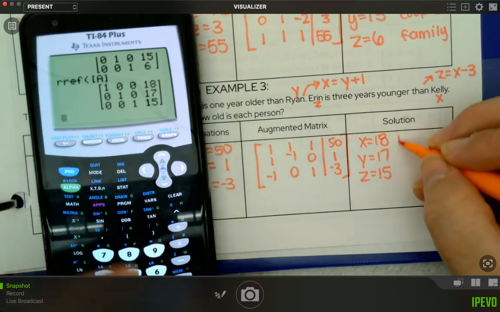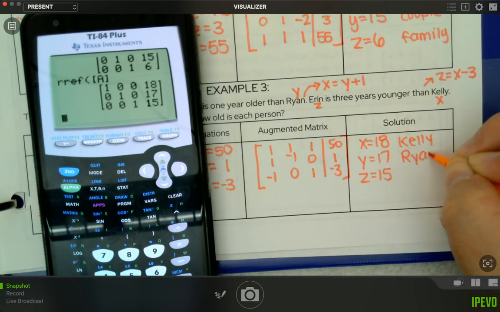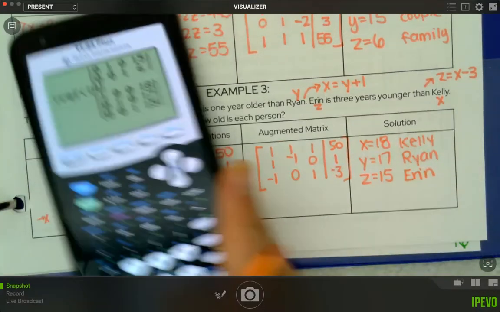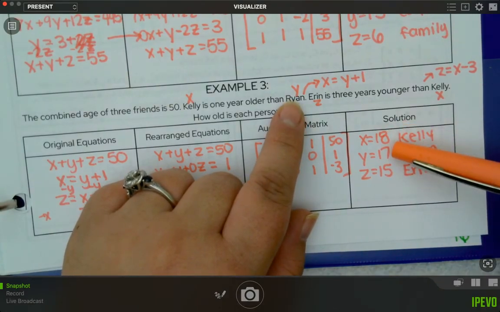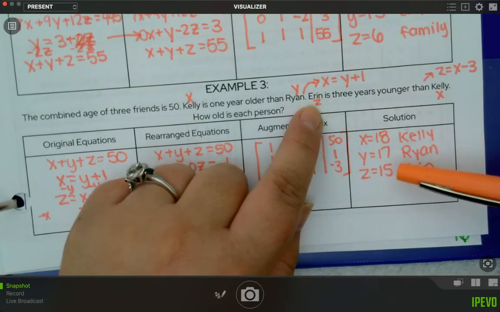So we've got Kelly, Ryan, and Aaron. And let's go double check. Is Kelly 1 year older than Ryan? Yes, because Kelly is 18 and Ryan's 17. Is Aaron 3 years younger than Kelly? Yes, because Aaron is 15 and Kelly is 18.